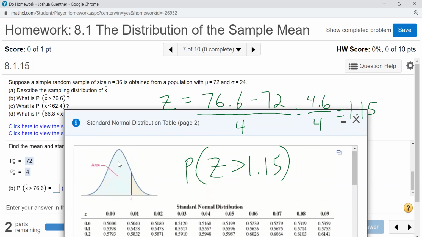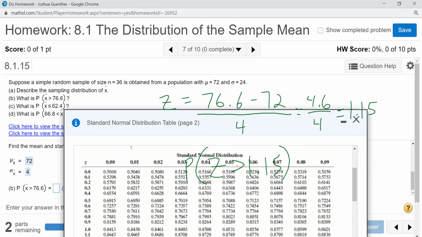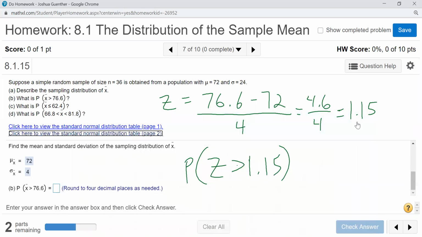No, this tells me the area to the left of it. So all I gotta do is take 1 minus this area, 1 minus 0.8749.